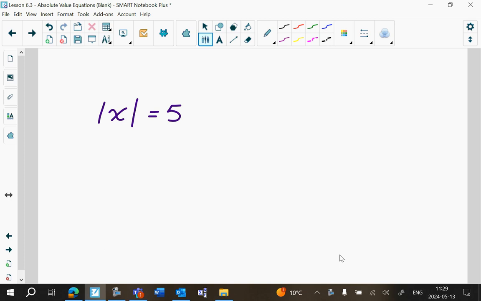What could X be? Could be positive 5, could be negative 5. So really, it could be the same thing, or it could be the negative. What's that? No, you don't have to, because we're going to look at a couple others.